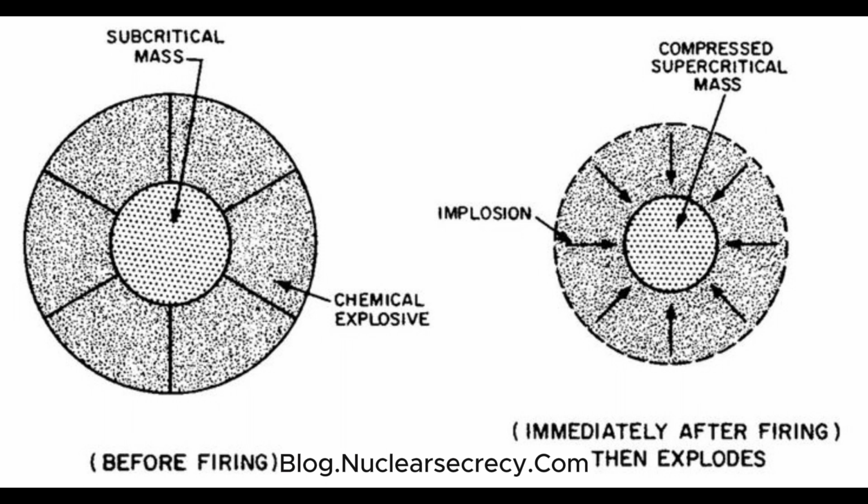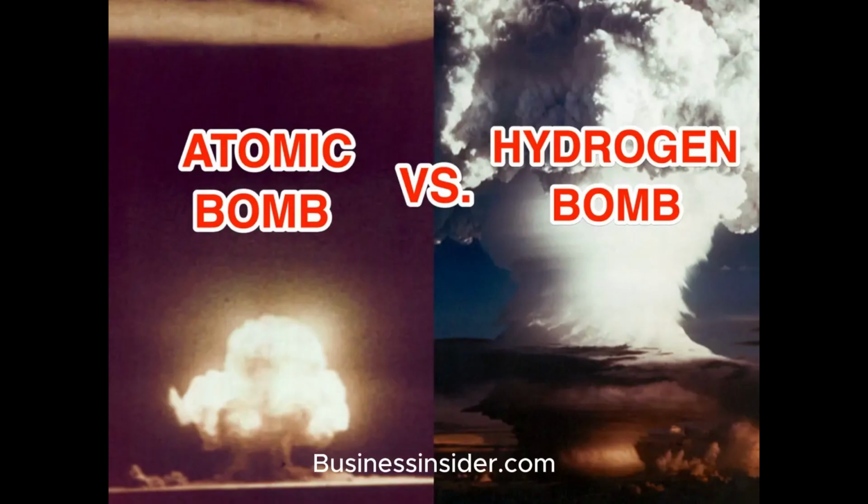This release of atomic energy is only achievable if the material reaches critical mass. We need a certain amount of mass to sustain the fission process. The best example is Little Boy, the first atomic bomb ever dropped. The atomic bomb is the most recognized nuclear bomb in history, but it is not the only type of nuclear weapon.